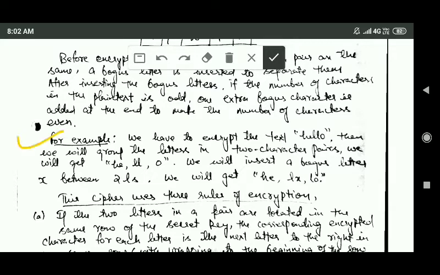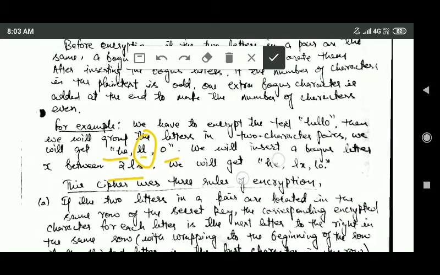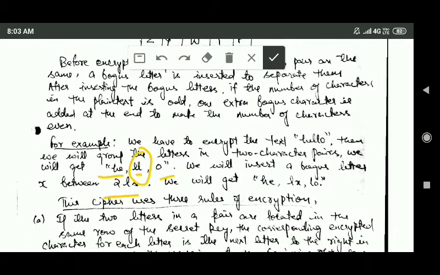For example, suppose we have to encrypt the text hello. Then we will group the letters in two character pairs. Then we will get these pairs HE, LL and then O. Now we will insert a bogus letter X between the two L's, right? In this pair you can see that both the characters are the same. So if two letters in a pair are the same, then a bogus letter is inserted to separate them. So here we will insert the bogus letter X between these two L's. Then after inserting X, we will get these three pairs HE, LX, LO, right?